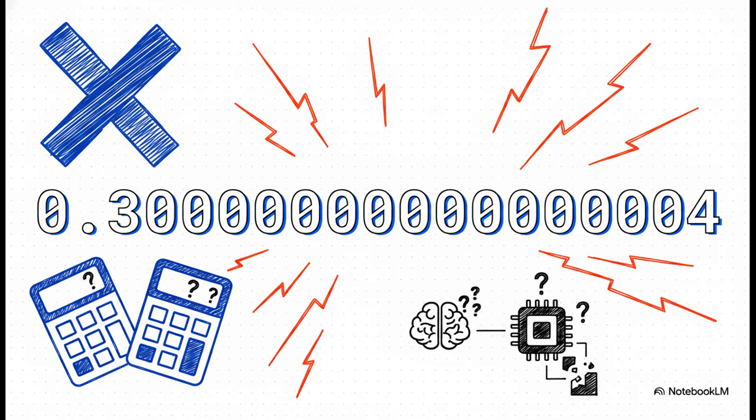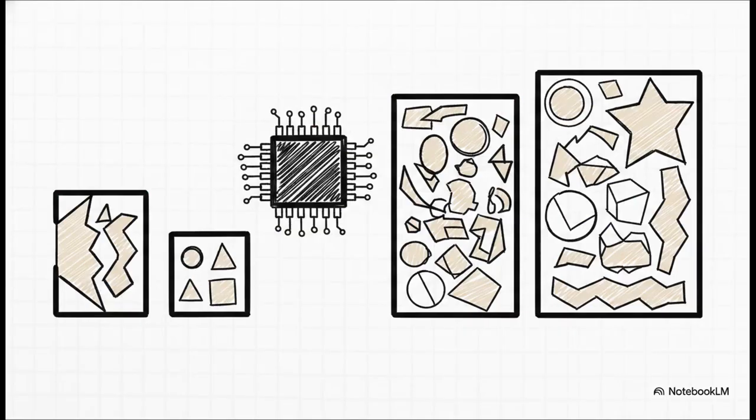Yeah, that is the actual output: 0.3 followed by a terrifying string of zeros, ending with a 4, and it evaluates to false. So, to a computer, 0.1 plus 0.2 absolutely does not equal 0.3. It feels like cognitive dissonance, doesn't it? Something fundamental in the computer's math is going terribly wrong. But why? Well, the answer actually lies in the hardware.